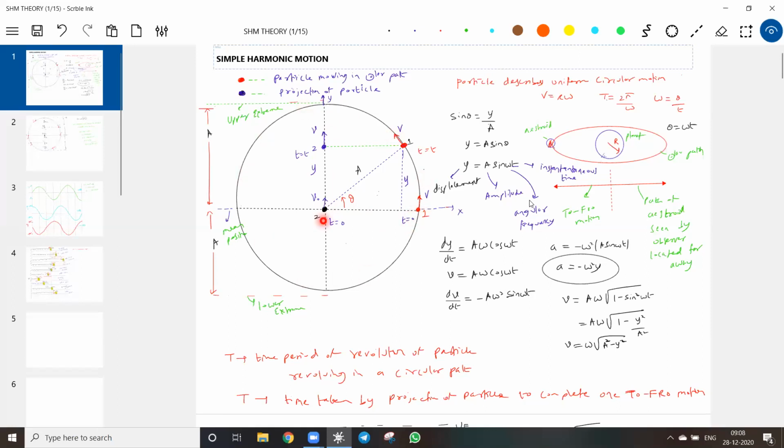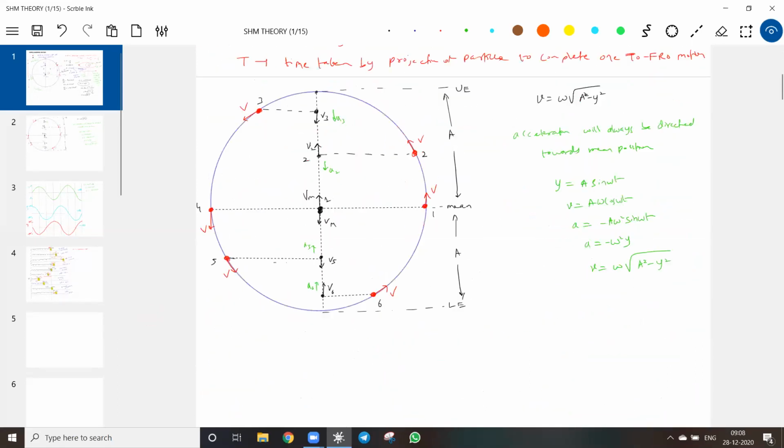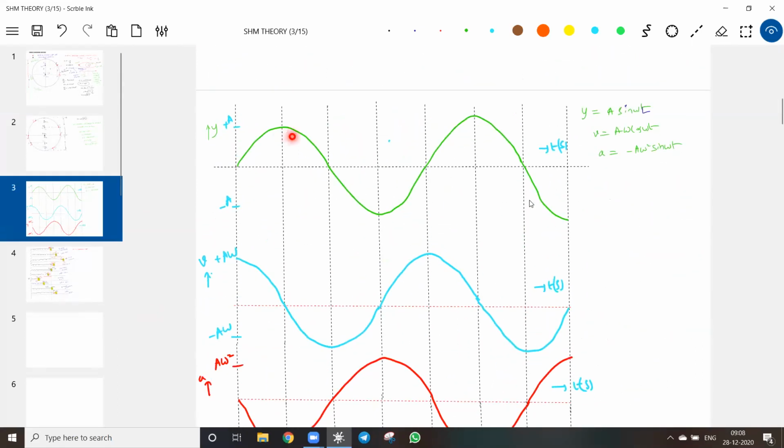So shall I say that this is like a periodic motion? I'm not bothered about the particle one. Now I'm bothered about the projection. Look at the projection. Is it a periodic motion? What do you mean by periodic? I do have one more example. What do you mean by periodic?